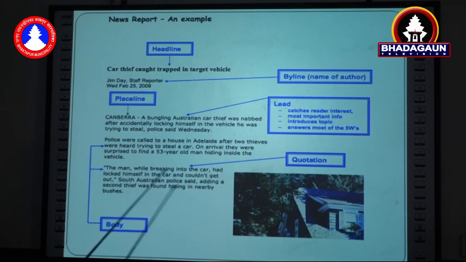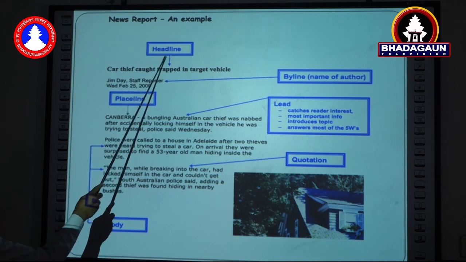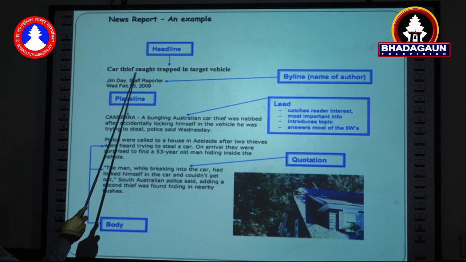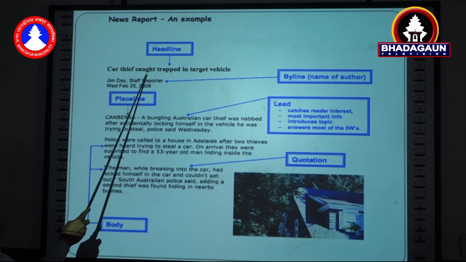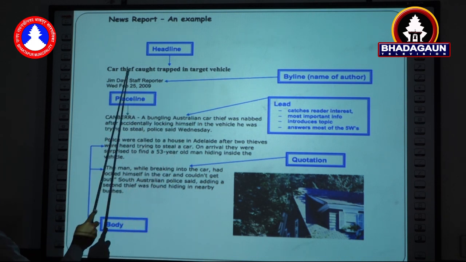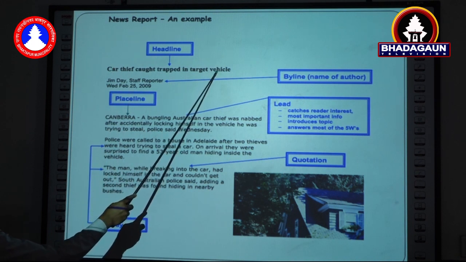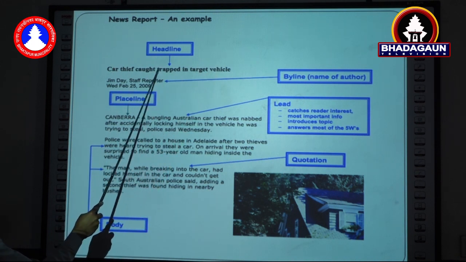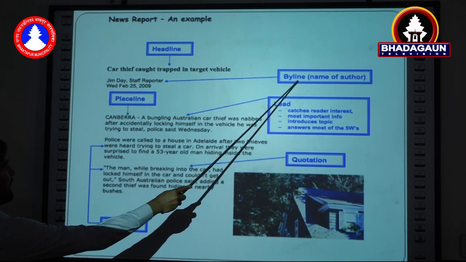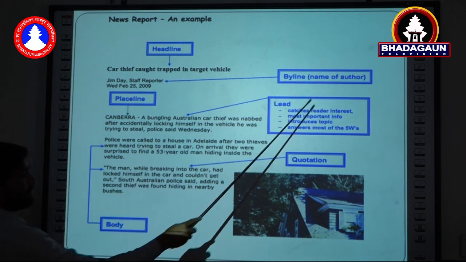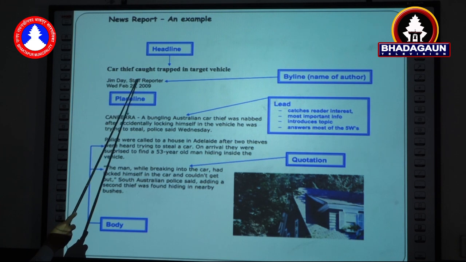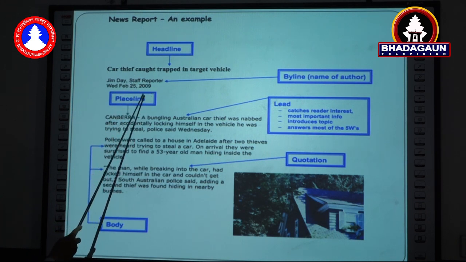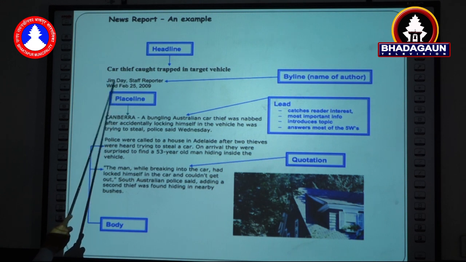This is one example, an example of a news report. Here the headline is written in bold: car thief caught trapped in target vehicle. The headline is written on the top, and after that comes the byline. Byline means the name of the author, the news reporter, the news writer. Jimmy Day, staff reporter of a newspaper. Jimmy Day is the name of the author. This is what the byline is.